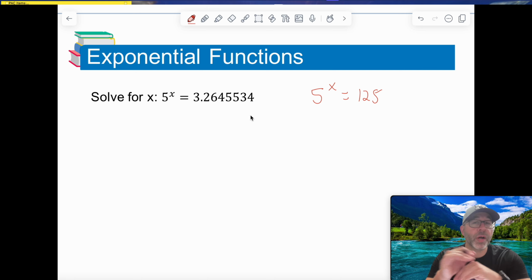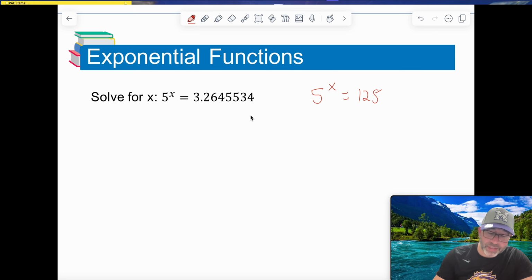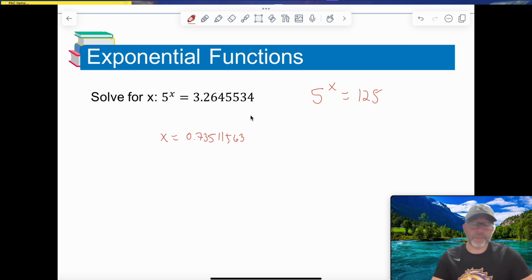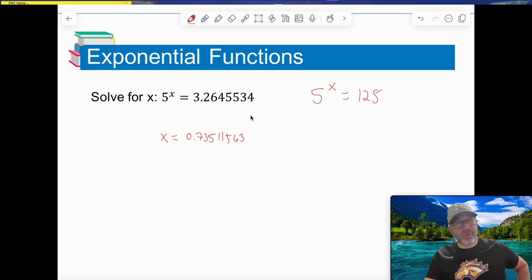In fact, if you were to pause the video and just start typing in values for x until you eventually got the answer to 7 decimal places, I bet it would take you several minutes. The fact is that the answer for this is actually x is equal to 0.735115563. Okay? Now, how do we get that so quickly?